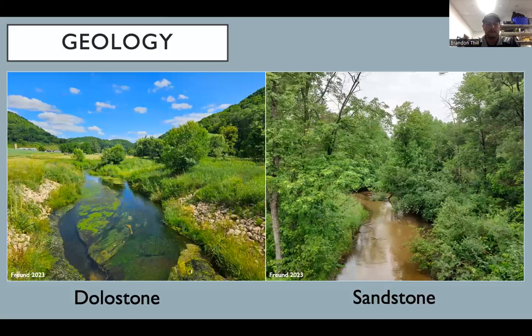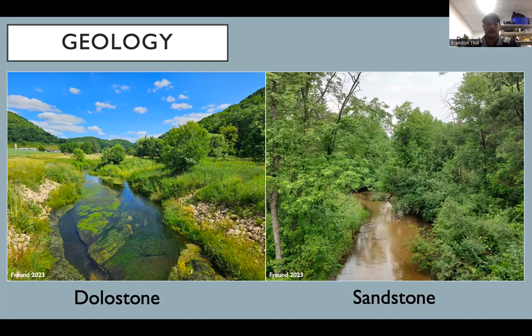But I want to touch on these two streams side by side. There's a few differences we can see right off the bat. The first one I want to talk about is the substrate, or the composition of the stream bed. Our dolostone streams are primarily cobble, gravel, and heavy macrophytes, or lots of weeds in these streams. Whereas if we look to the right, our sandstone streams are a lot of sand, hence the name, and have fewer macrophytes, or fewer weeds in the stream bed.